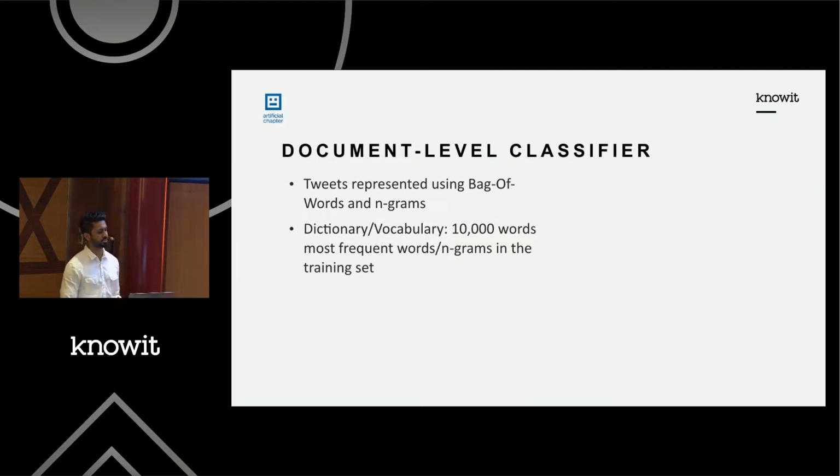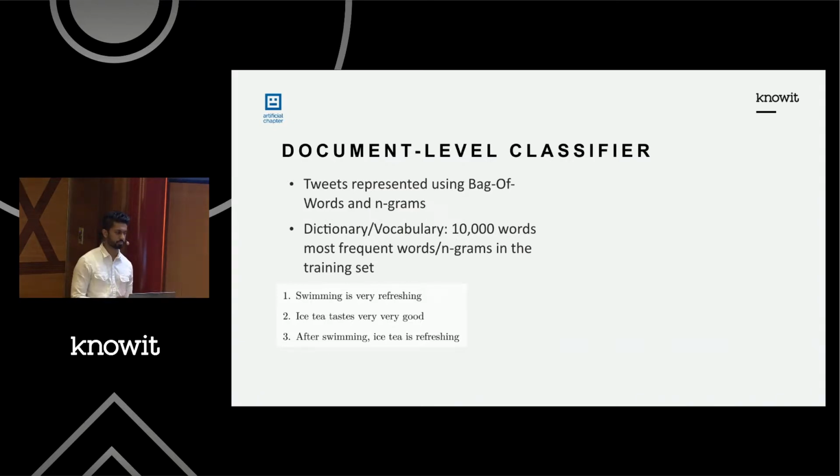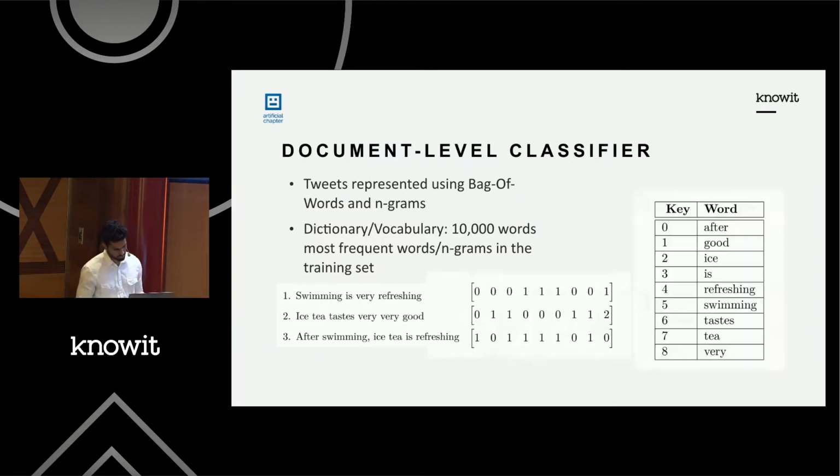So in what we call the document level classifier, we represented tweets using something called bag of words and n-grams. And I'll try to explain what that is. Say you have 3 different sentences, and you need to represent these in a way that a computer can understand, right? Because text doesn't mean anything, right? So you need numbers. So what you can do is you create a dictionary or vocabulary containing all of these words, and then you associate an index to each word.